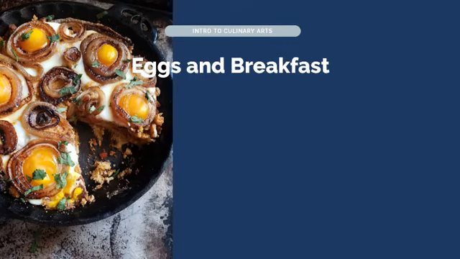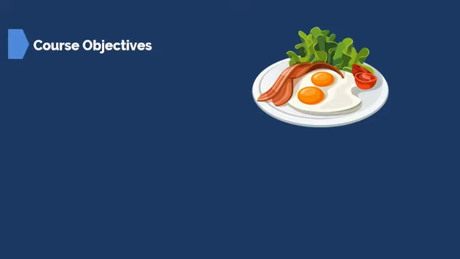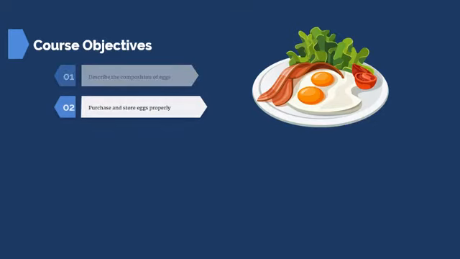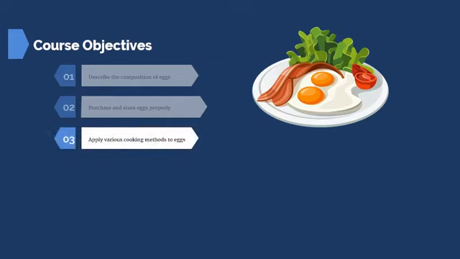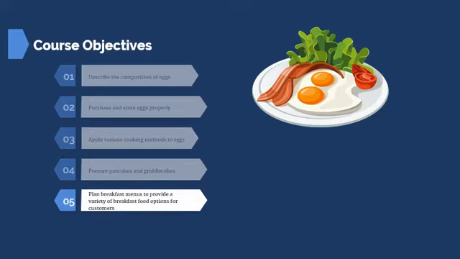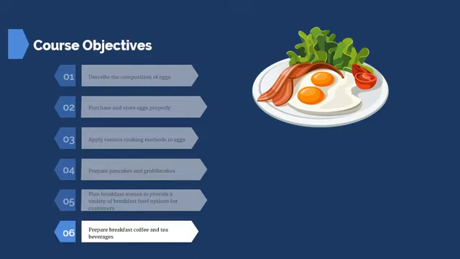In this module, we'll be discussing eggs and breakfast. The objectives of this module are: describe the composition of eggs, purchase and store eggs properly, apply various cooking methods to eggs, prepare pancakes and griddle cakes, plan breakfast menus to provide a variety of breakfast food options for customers, and prepare breakfast coffee and tea beverages.